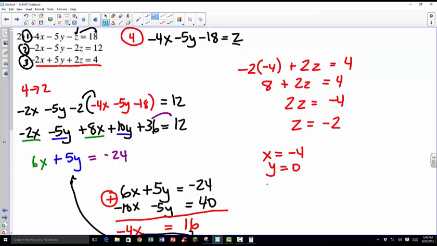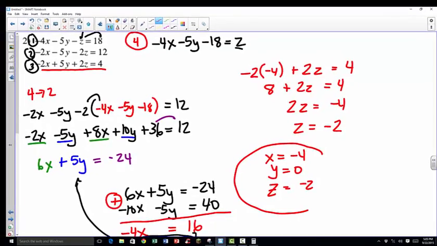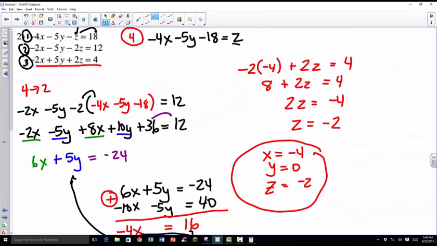So we know x is negative 4, y is 0, and z is negative 2. And there is our answer, and we're done.